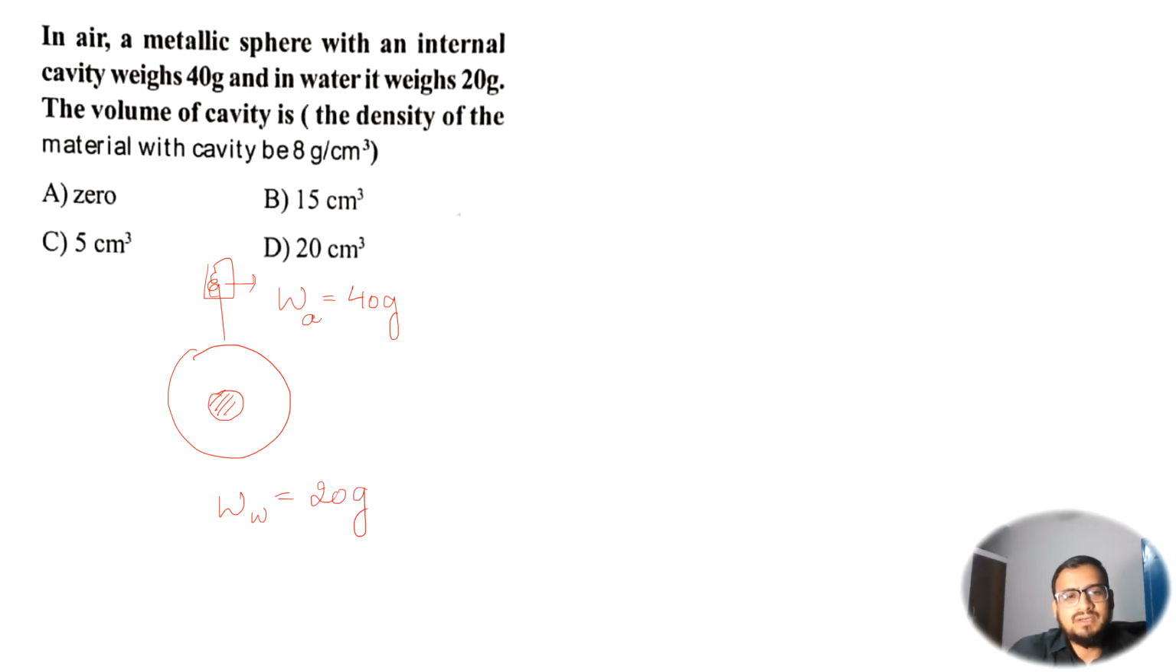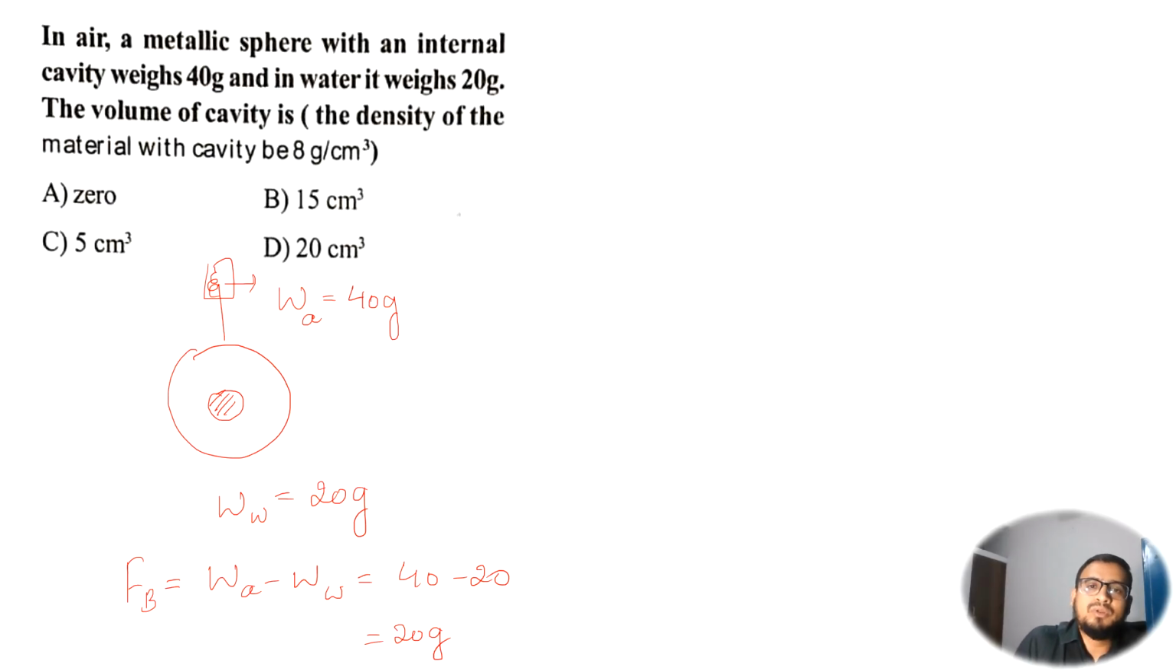Why the reduction in the weight? It's because of the buoyancy force. The force of buoyancy, or the net reduction in weight, or apparent loss in weight, is the weight in air minus the weight in water, which is 40 minus 20, which is 20 grams. But what is being asked is, how much is the volume of the cavity?